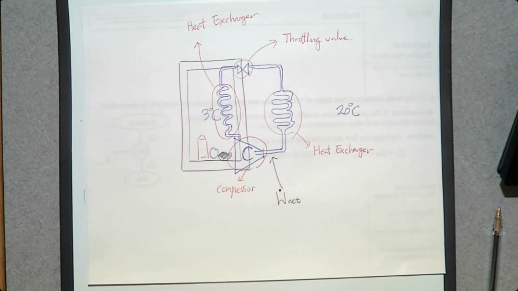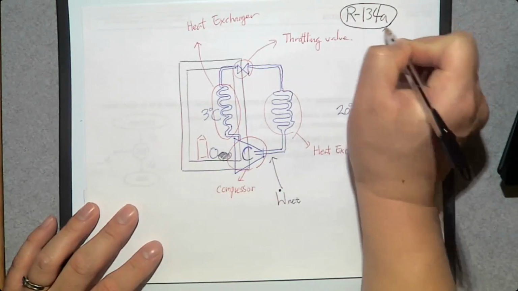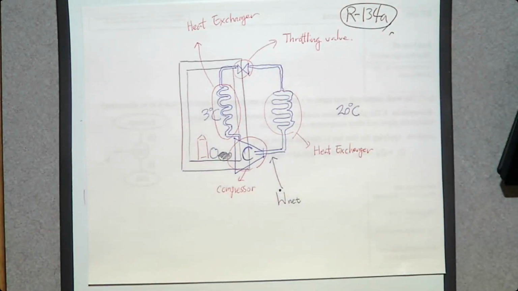So let's see how it works. We want to transfer heat from 3 degrees Celsius to the refrigerant. And whatever flows inside is going to be a type of refrigerant. One of the examples that you studied is R134A. Do you remember this, right? That is a type of refrigerant that flows inside. There are many, many different refrigerants: R12, R22, R134A, and many more.